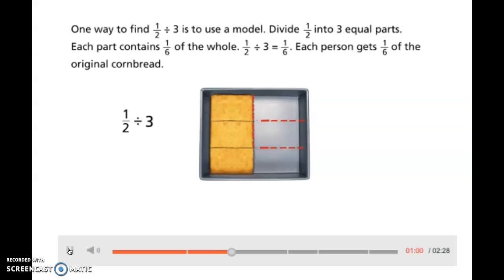Divide 1/2 into 3 equal parts. Each part contains 1/6 of the whole. 1/2 divided by 3 equals 1/6. Each person gets 1/6 of the original cornbread.